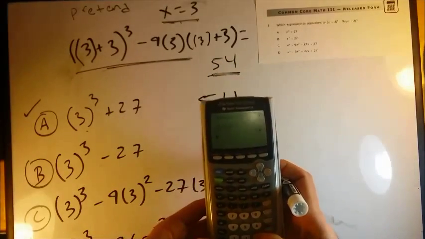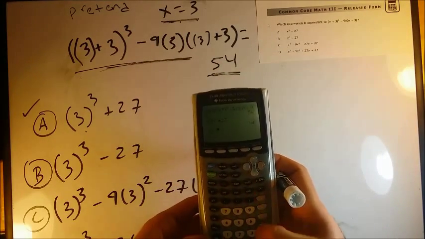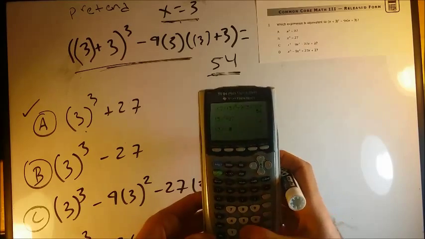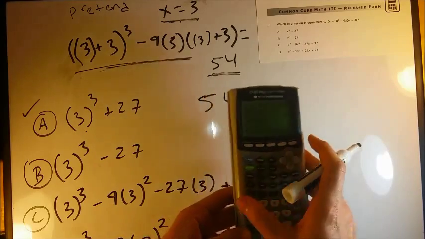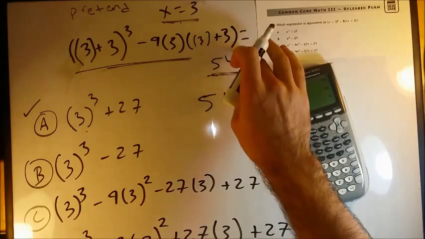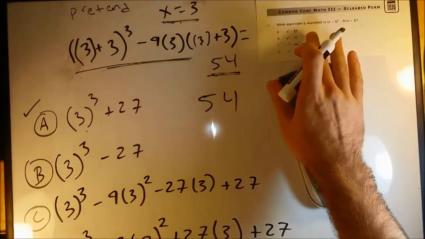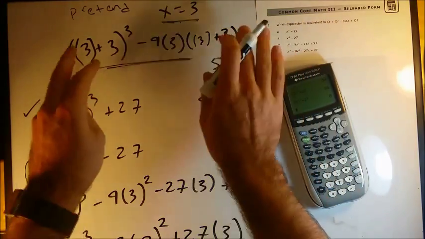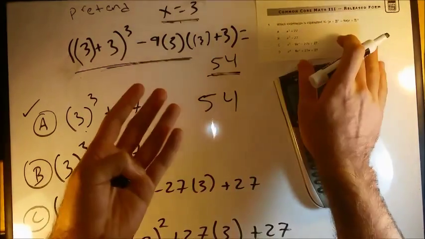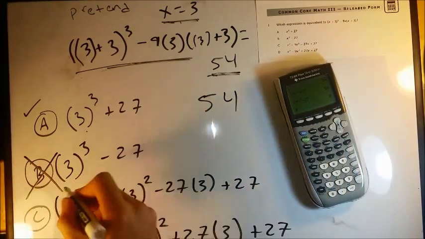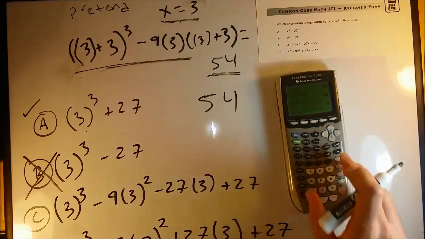So if we go 3 cubed minus 27, this gives me an output of 0, and that's different from my test value, the value that I'm looking for equivalence to. So I'm going to cancel B out. That one does not work. Let's try it for C.